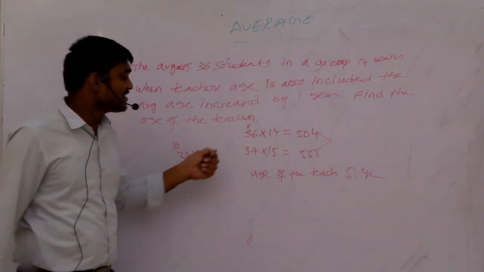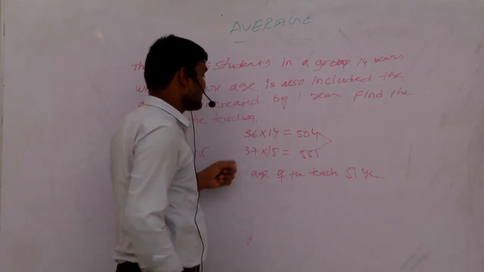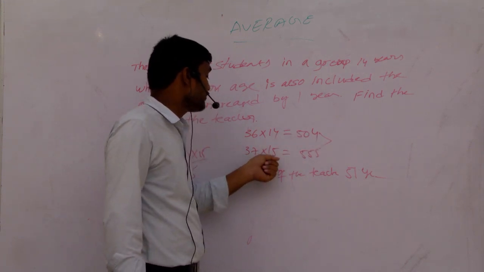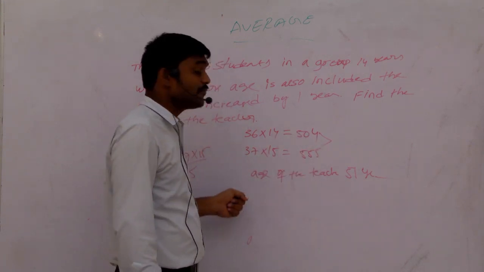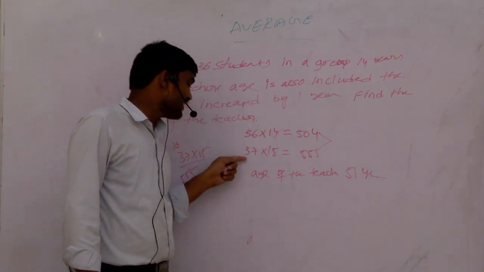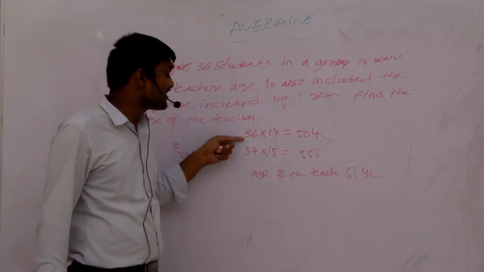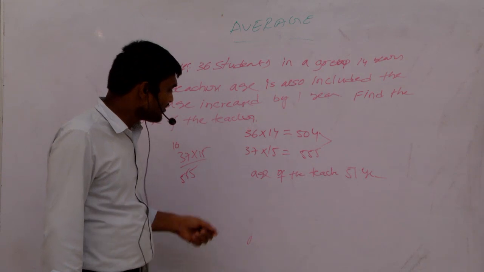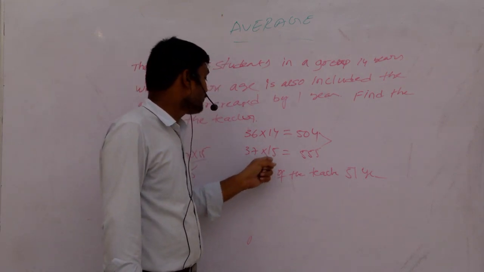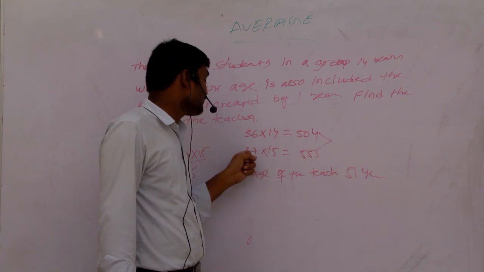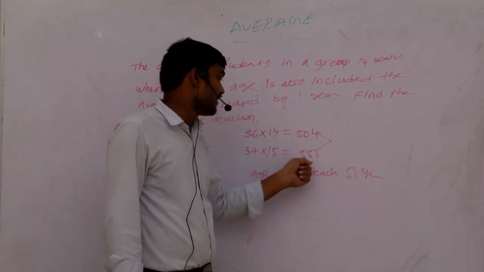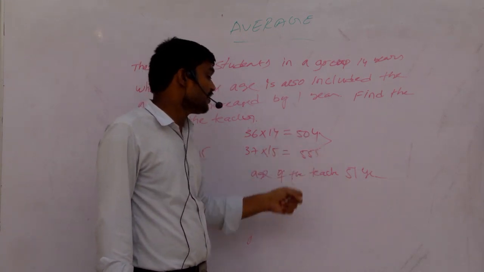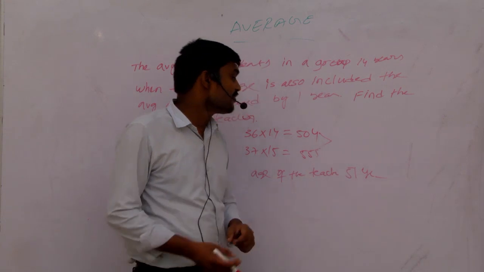So here there are 36 students, so 36 into 14 is 504. Now 37 into 15 is 555, because one teacher is also included in the class, making 37, and the average increases by 1 year, so 14 plus 1 is 15 years. So that's why 37 into 15. 15 into 7 is 105, carry 10. 15 into 3 is 45 plus 10, 55. So if you want the age of the teacher, subtract 555 minus 504, that is 51 years.